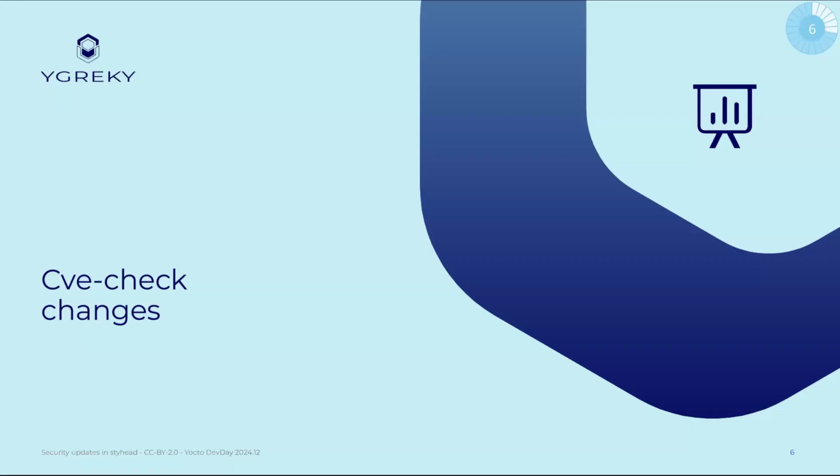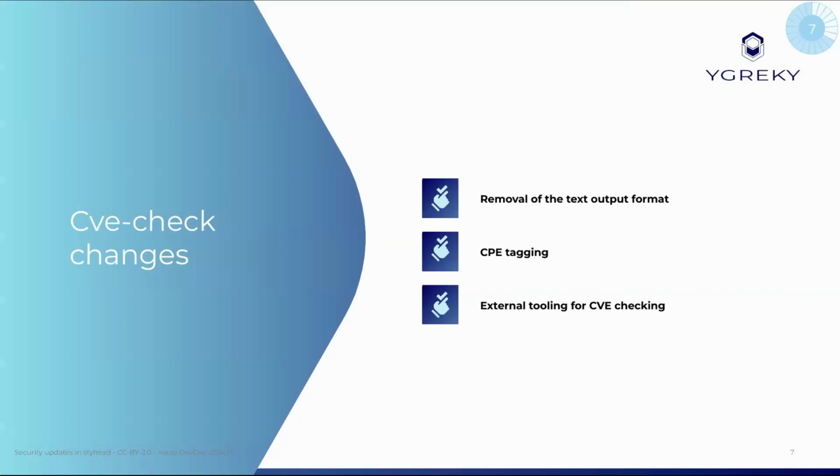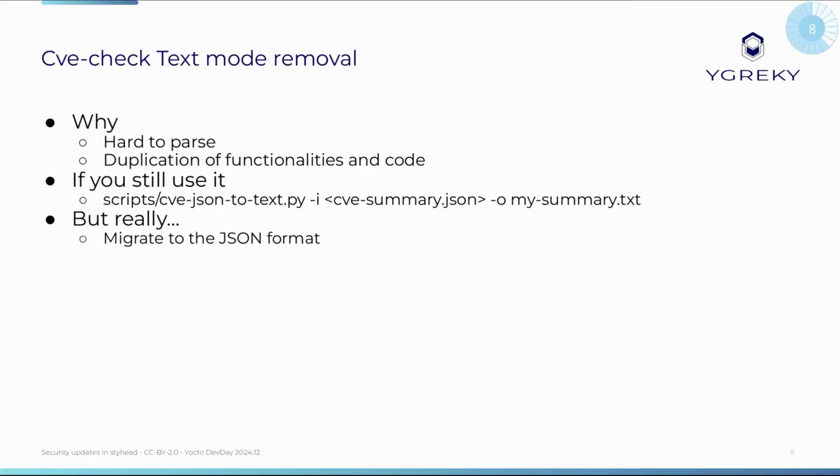Now, about the CVE-check changes. What's happening in this area? There are three big user visible changes: the removal of the text output format, the CPE tagging, and the external tooling. And let's get into that. So first, the original legacy output mode of the CVE-check has disappeared.